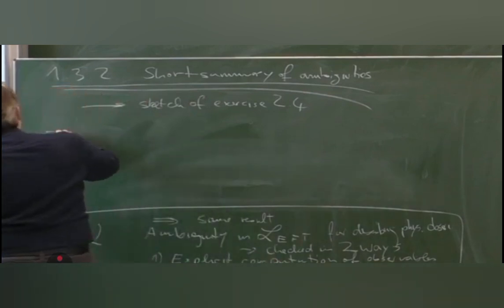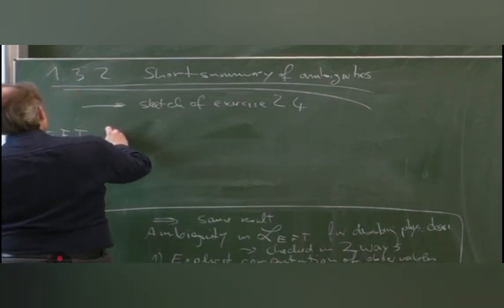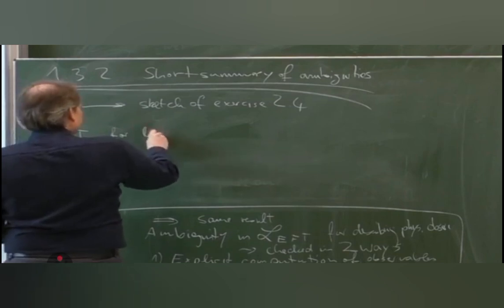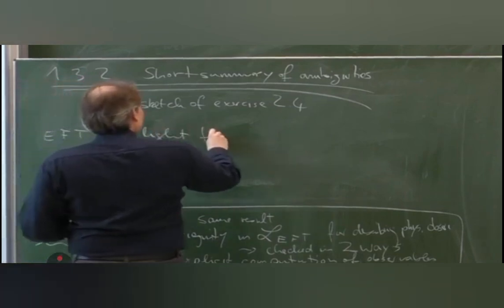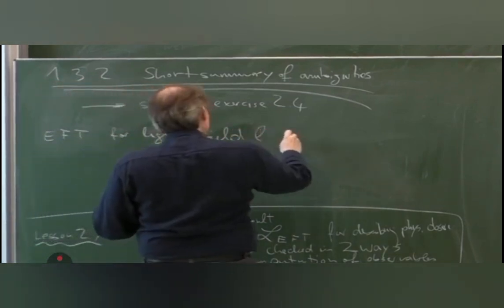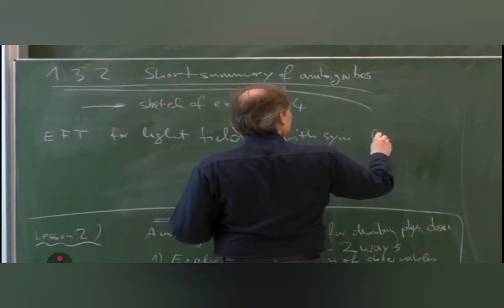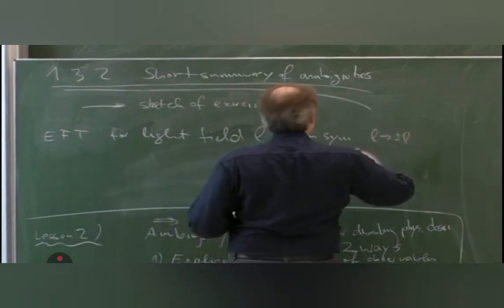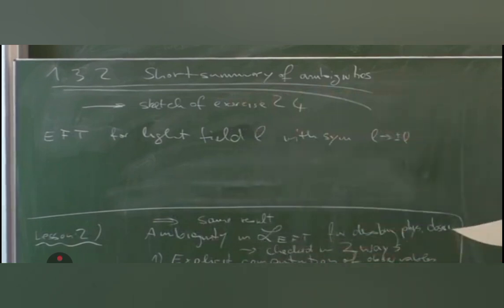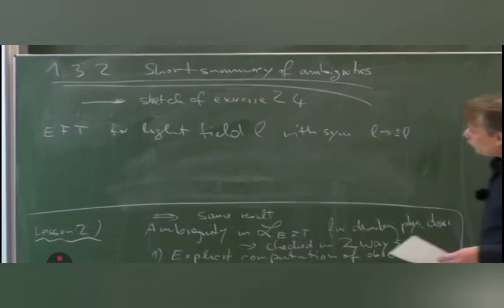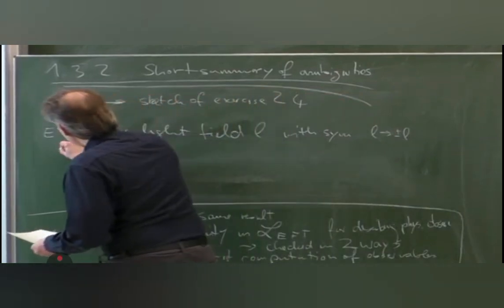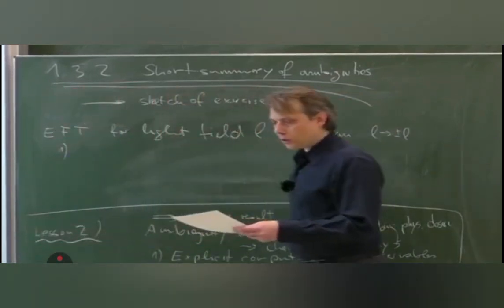So that is an effective field theory for a light field small l with discrete symmetry, l goes to plus or minus l. That simply means we have only even powers of l in the Lagrangian. And the exercise illustrates 3 items.